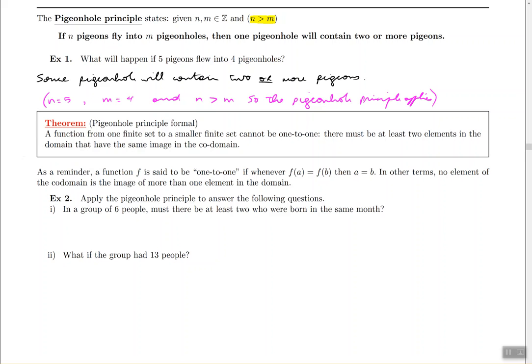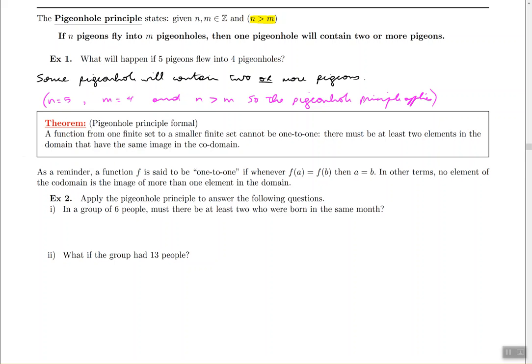In chapter 7, we'll talk about finite functions and we'll describe a little bit more what it means to be one-to-one. But for now, just remember, if there are more pigeons than there are pigeonholes, then the pigeonhole principle applies, and some of the houses will have more than one pigeon. Again, we don't know what house will have more than one pigeon, and we don't know how many pigeons there will be in that house.